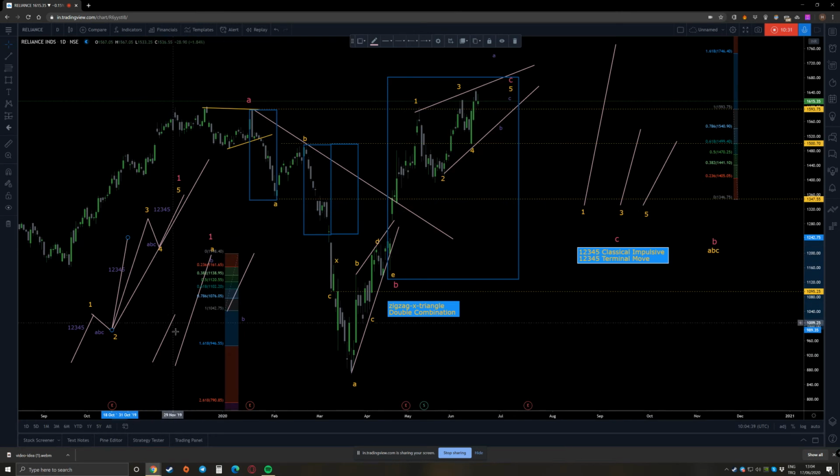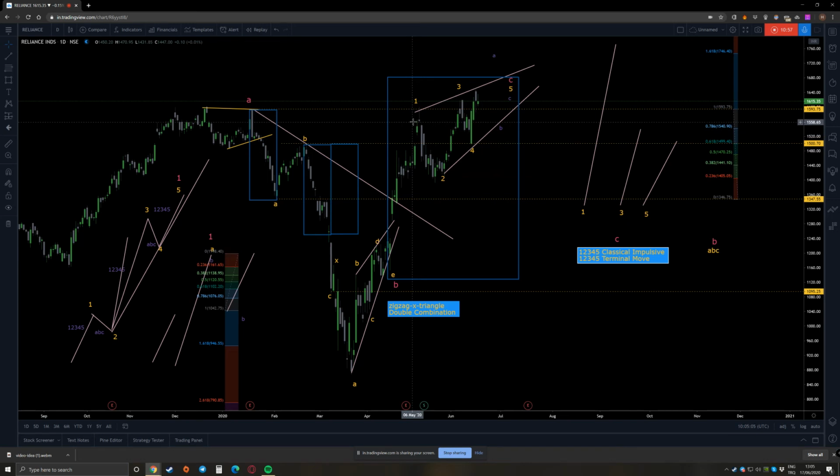Look, this is how an impulse wave should look like, if it is a classical impulsive move. In a terminal move, this is what it looks like. Why? Because in a terminal move, this first wave is corrective, second wave corrective, third wave corrective, fourth wave corrective, and fifth wave is corrective as well.